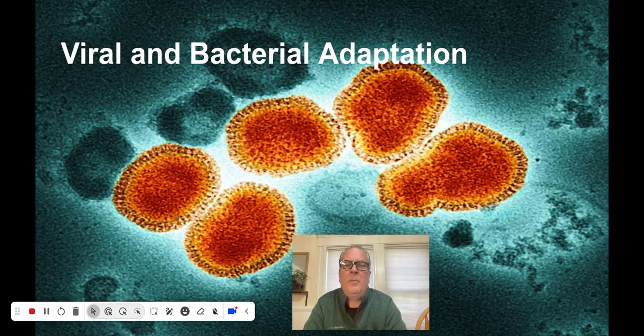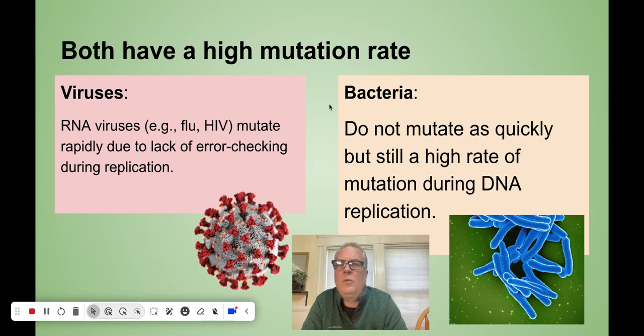Okay, so now we're going to talk about how these two, viruses and bacteria, are able to reproduce and adapt so quickly. So we'll start with viruses. The retroviruses, again, those are the ones with RNA, mutate very quickly because there are no fact-checking enzymes to correct any mistakes that may be made. The viruses that use DNA can reproduce very quickly as well, so that leads to a high mutation rate. But those retroviruses are mutating much faster than even the DNA viruses.